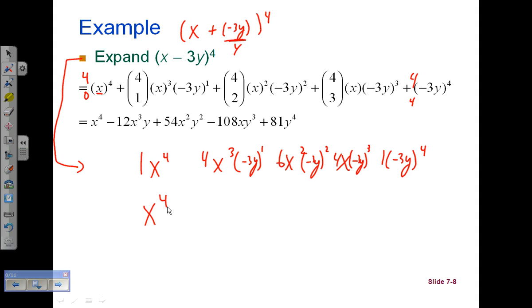x to the 4th. If I multiply 4 and negative 3, I'll get negative 12 x cubed y. Negative 3 squared is 9 times 6 is 54, so 54x squared y squared. And this one's going to be minus 27 times 4, which is 108 xy cubed, plus 81 y to the 4th.